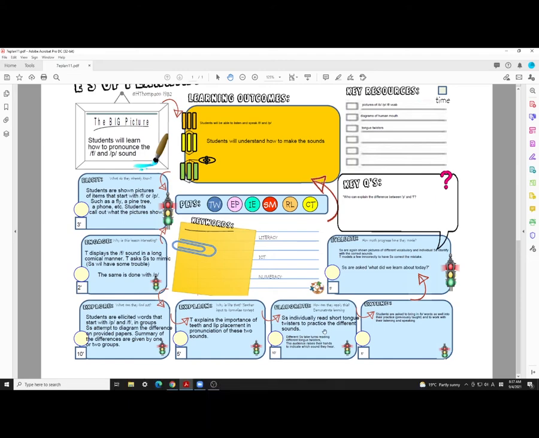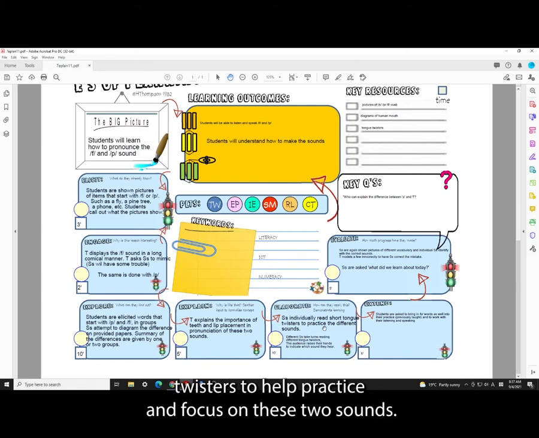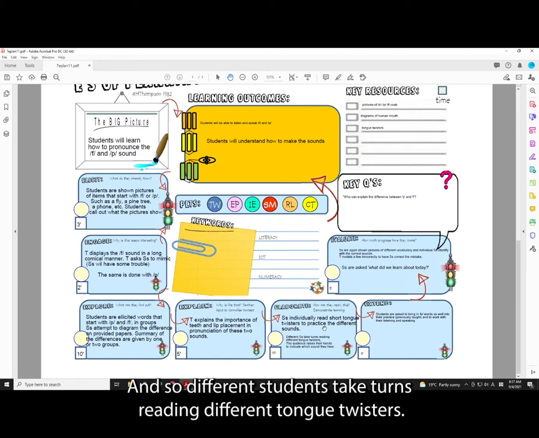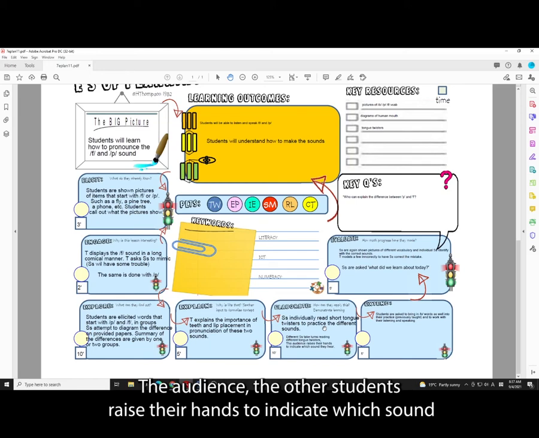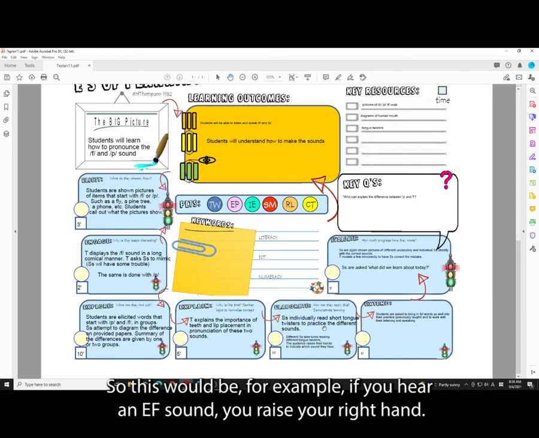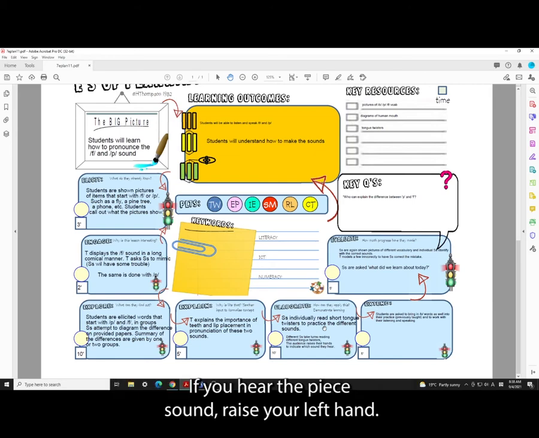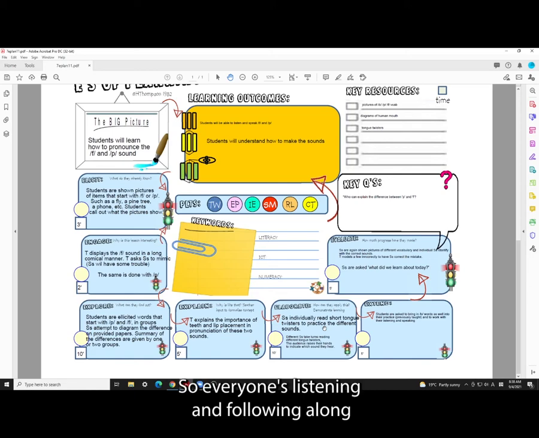And then for elaborate, we go on to students individually read short tongue twisters to practice the different sounds. So they're going to do an individual practice. There'll be several different tongue twisters to help practice and focus on these 2 sounds. And so different students take turns reading different tongue twisters. The audience, the other students, raise their hands to indicate which sound they hear. So for example, if you hear an F sound, you raise your right hand. If you hear the P sound, raise your left hand. So everyone's listening and following along and raising their hands one way or the other.